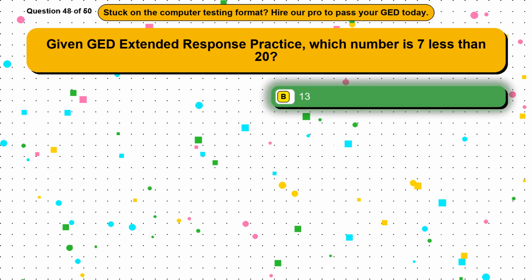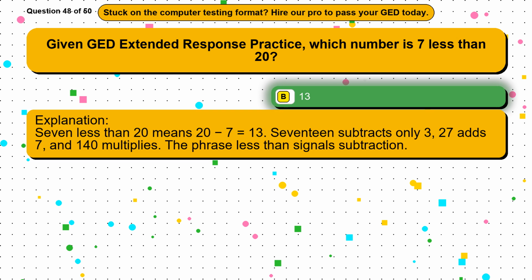The correct answer is option B, 13. 7 less than 20 means 20 minus 7 equals 13. 17 subtracts only 3, 27 adds 7, and 140 multiplies. The phrase less than signals subtraction.